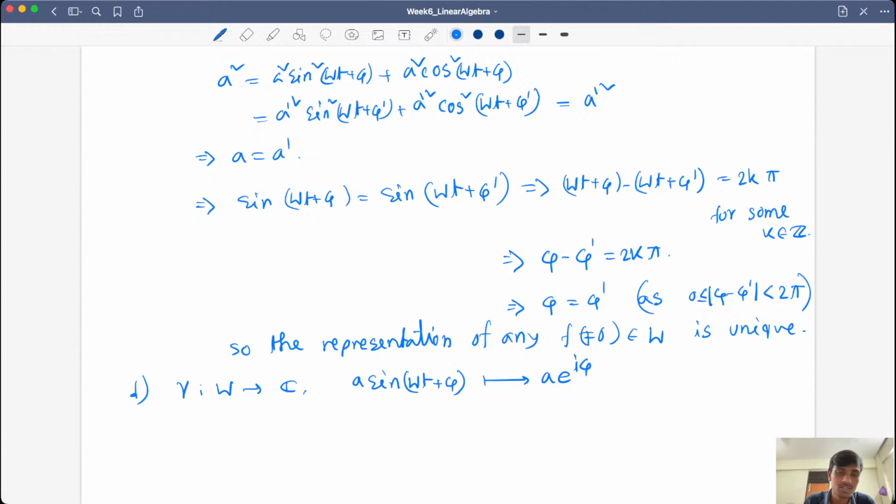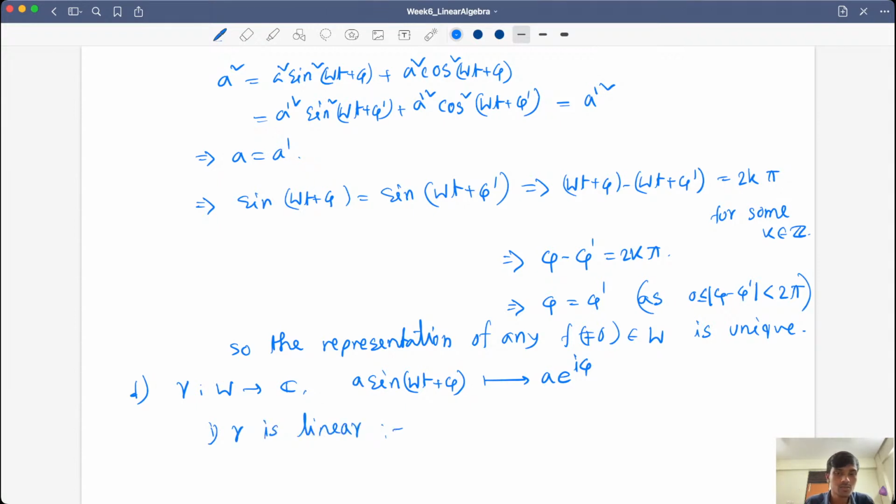It is clearly onto, because if it is 0, then I can simply take the 0 in W, and if anything non-zero is there, then I can write it in the form r e power i theta, where you just take r sine omega t plus theta. So this map is clearly onto. And first of all, we need this map to be linear to claim that this is an R vector space isomorphism. So first, that gamma is linear.